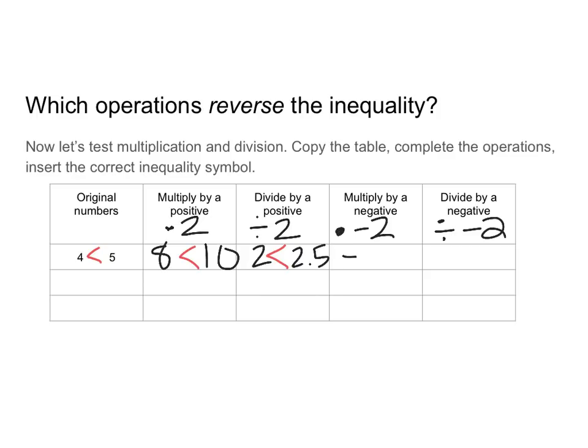4 times negative 2 is negative 8. 5 times negative 2 is negative 10. Oh, interesting. Negative 10 is less than negative 8. We had a switch. Think about why that was. Let's try it with dividing. 4 divided by negative 2 is negative 2. 5 divided by negative 2 is negative 2.5. Flipped again. Negative 2.5 is less than negative 2.